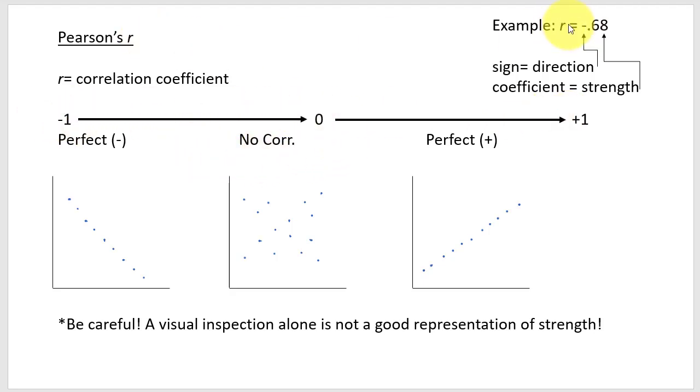So for an example, if we had a correlation coefficient equal to -0.68, the sign would tell us the direction. So we'd have a negative correlation. And then the coefficient, the number, would tell us what the strength is. So the sign tells us the direction, the number tells us the strength. And as we get closer to 1 or -1, that gives us an indication that it's becoming a stronger correlation coefficient.